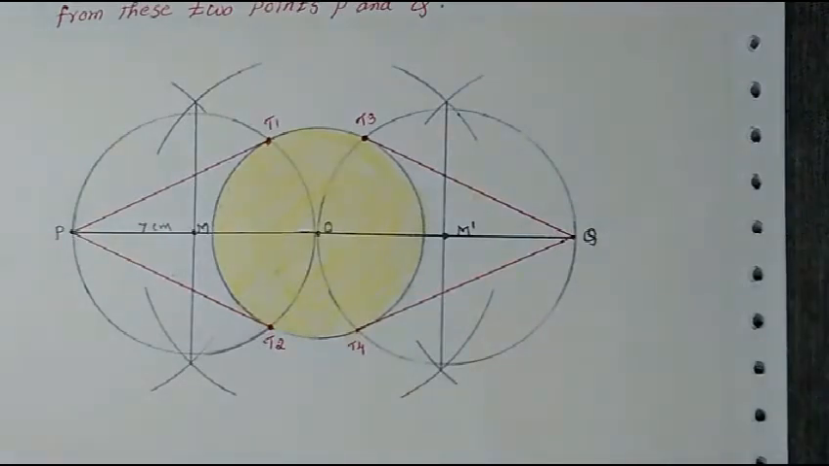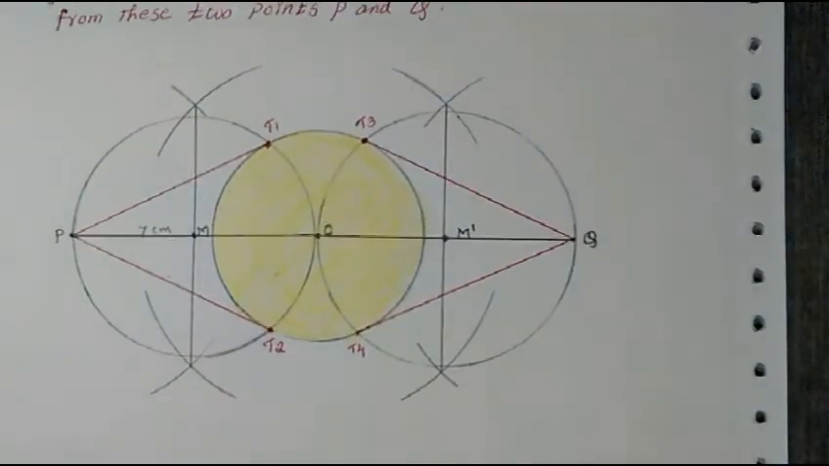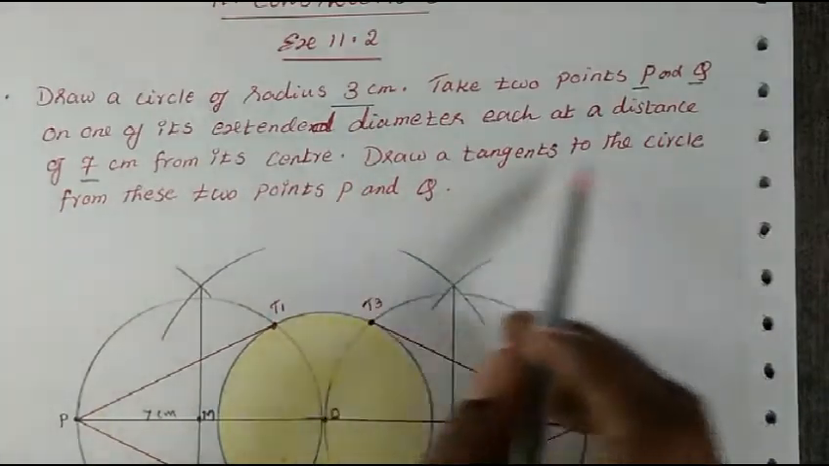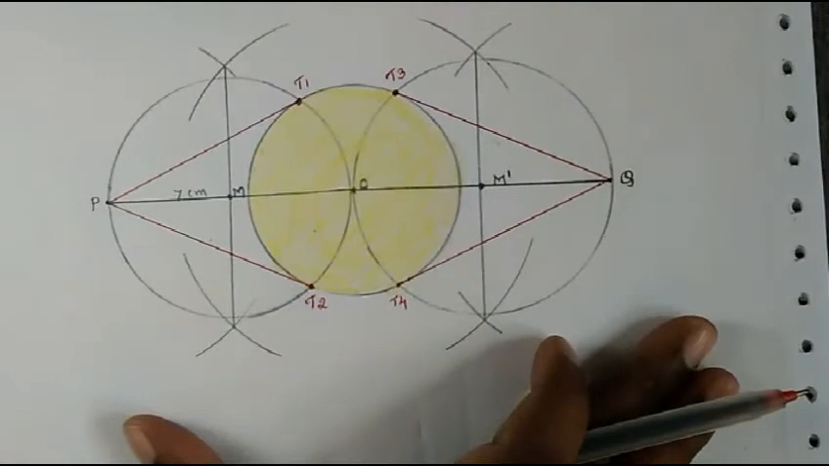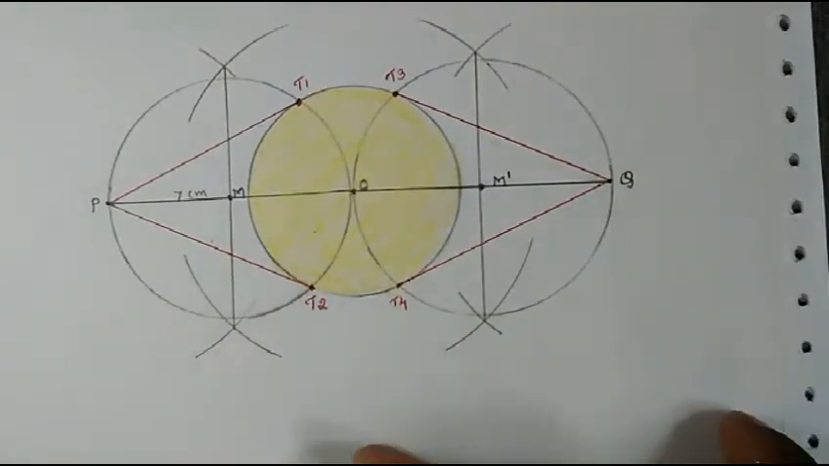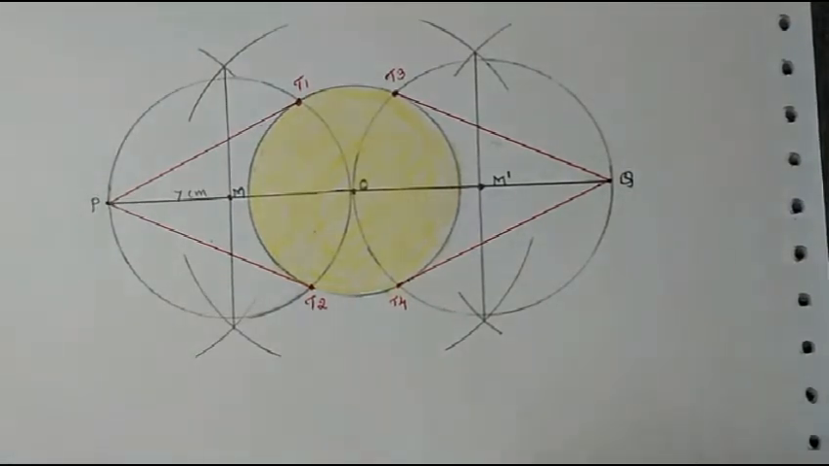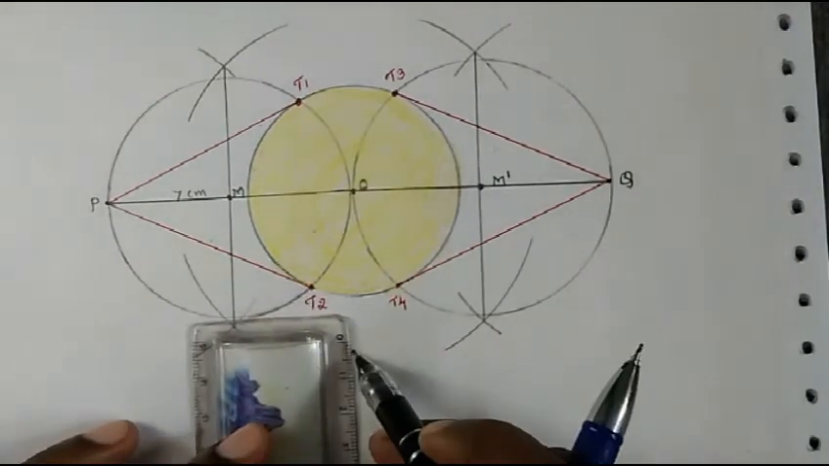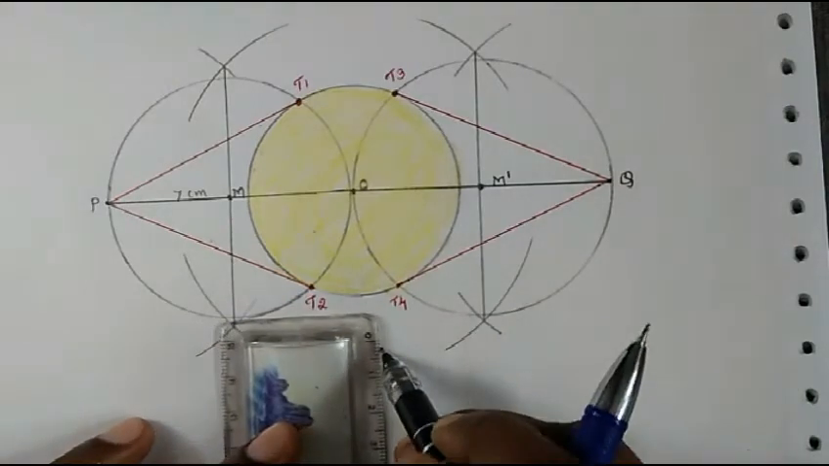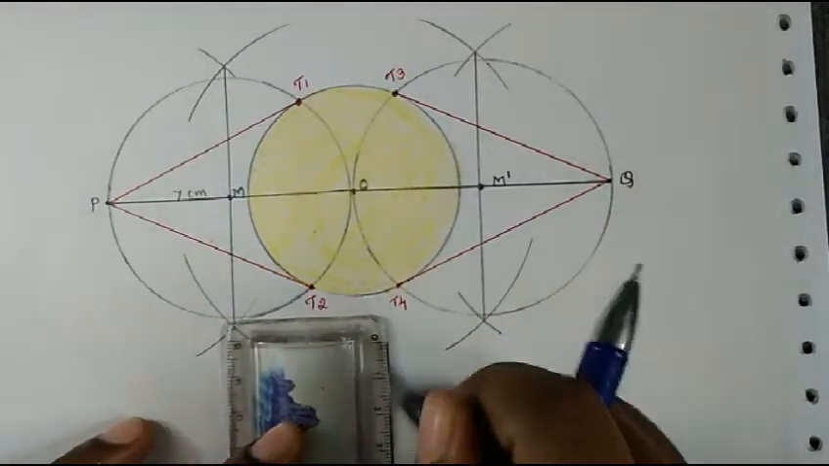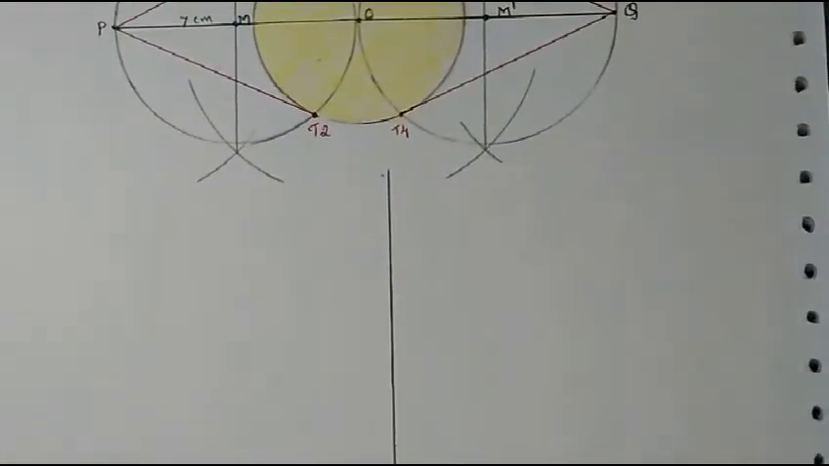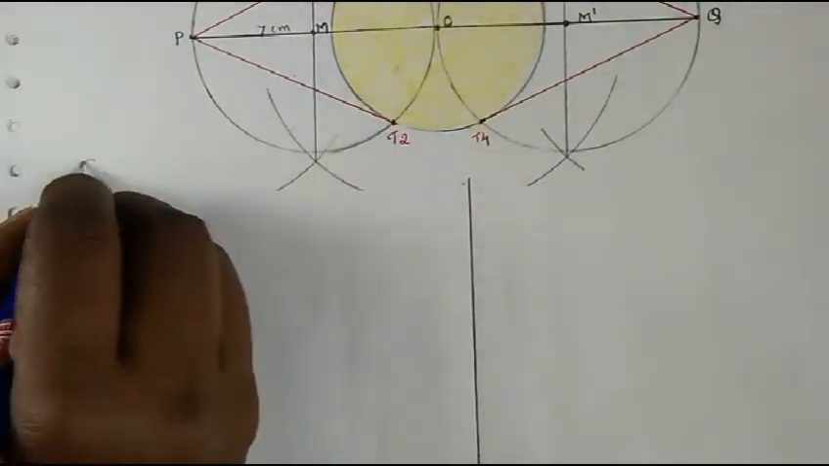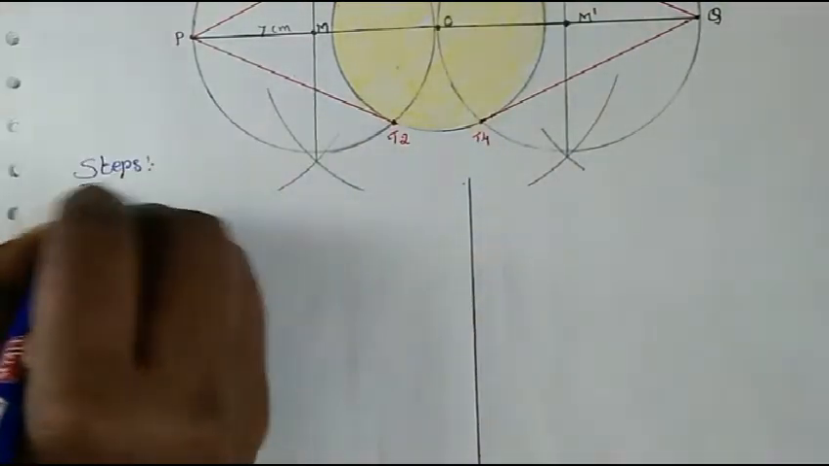So that's it, we have completed. So you see, we drew a tangent to the circle from these 2 points P and Q. Now what we have to do next is write the steps and write the justification. Steps, as we have done, you have to write the same way.